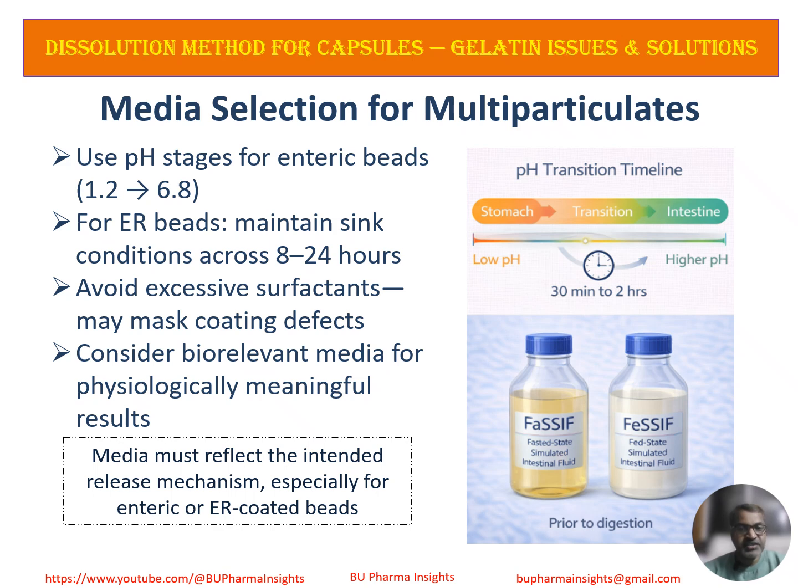Enteric and extended release pellets require different testing strategies. For enteric pellets, there should be no drug release in acid. That's why we use pH stage testing, pH 1.2 to pH 6.8. This confirms acid resistance and proper intestinal release.